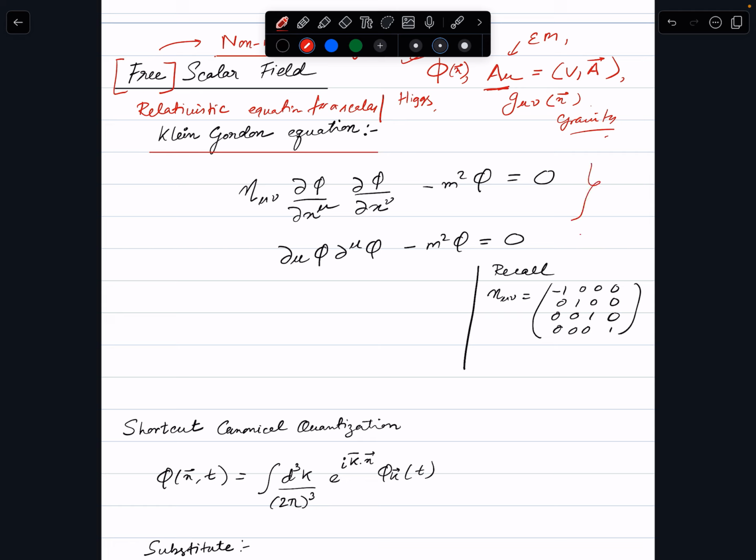Eta mu nu del mu del x nu del x nu minus m square. And the same thing we will write in this notation, del mu del mu phi minus m square phi is equal to 0. Remember the notations we talked about? These two things are the same thing written in different notation. So this means this. And what is this? Let's, for one time, write this explicitly.